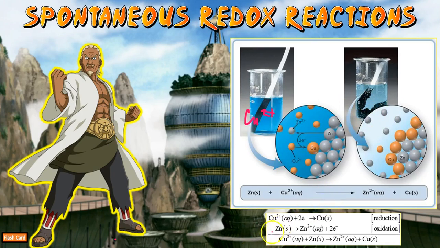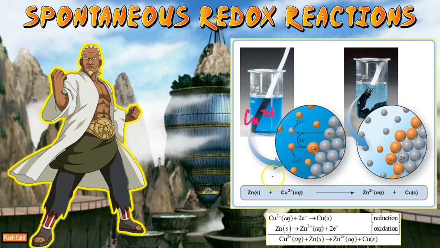We also can see that written here in two half reactions. We have copper gaining electrons to form the copper solid, which is reduction, and we have zinc losing electrons to form the zinc 2+ ions, which is oxidation. And the zinc 2+ ions that are formed are going to be colorless, and the copper solid is that black and brown layer that you see here.